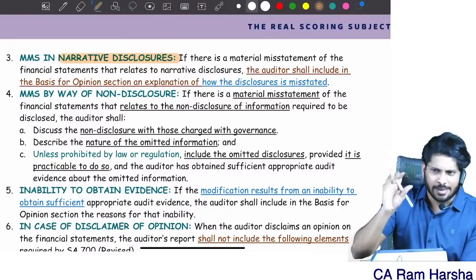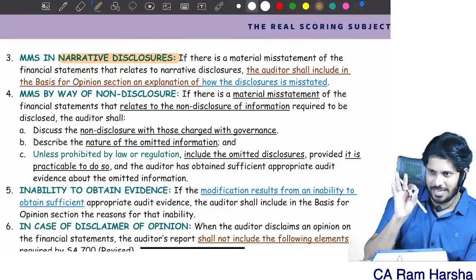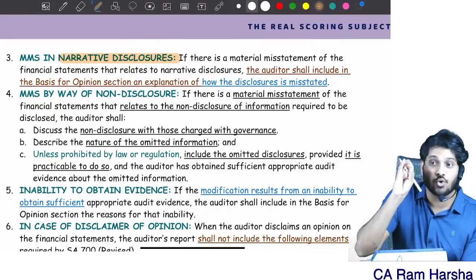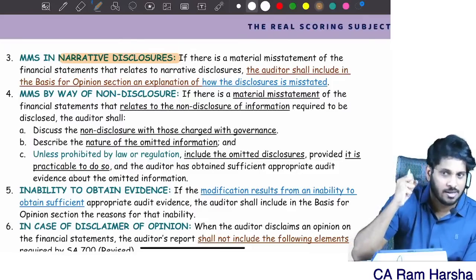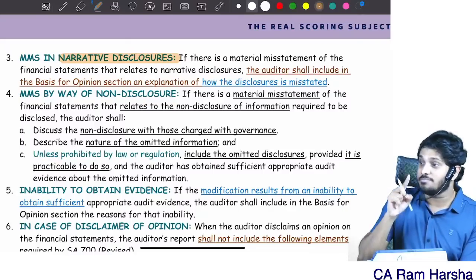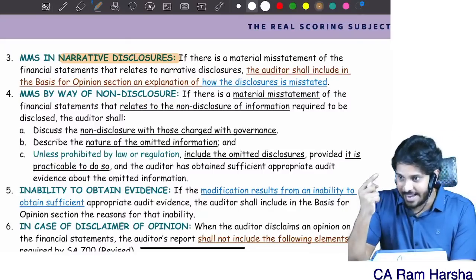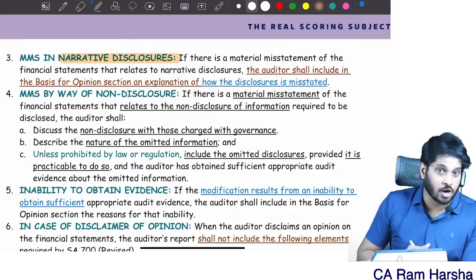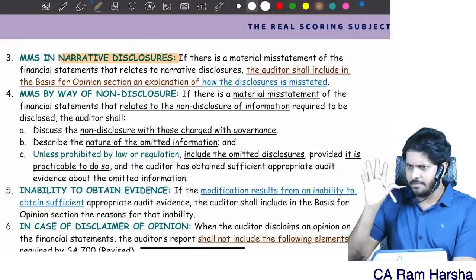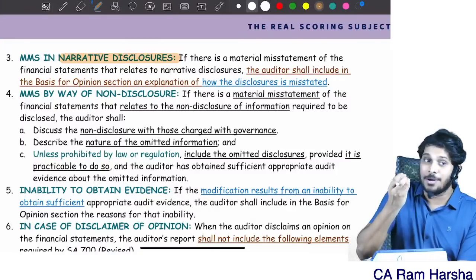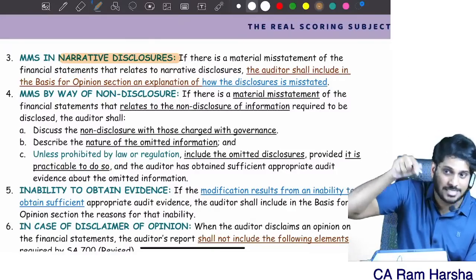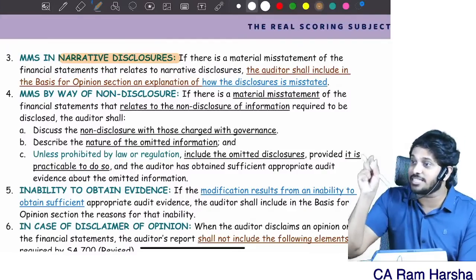Now here, is the misstatement in amount? No. Is it in classification? No. It's in disclosure. Which disclosure, by the way? Quantitative disclosure or narrative disclosure? Narrative disclosure. Suppose the misstatement is in the form of a narrative disclosure, what does the auditor have to do? Of course, we qualify or give an adverse opinion depending upon the pervasiveness. But how will you describe the same in the basis for qualified opinion? How will you describe it?